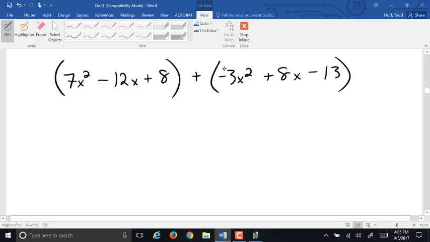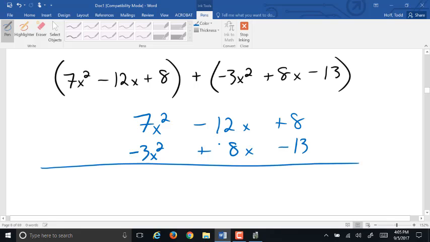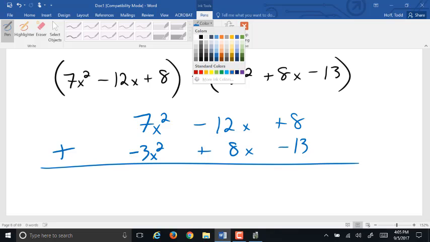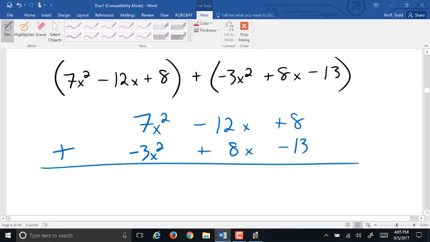So again, we're going to go ahead and write these out one above the other. 7x squared minus 12x plus 8, negative 3x squared plus 8x minus 13, and we are adding those. So again, we'll work our way right to left. What is 8 plus a negative 13? Ends up being what? A negative 5. So we already have the minus there, so we're good. So it's minus 5.